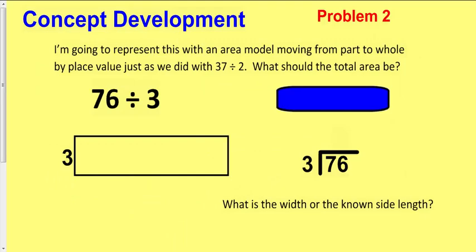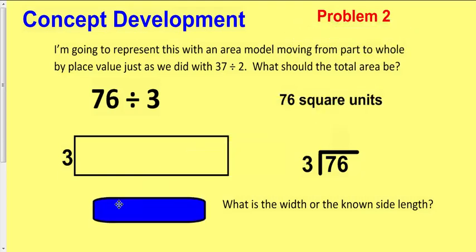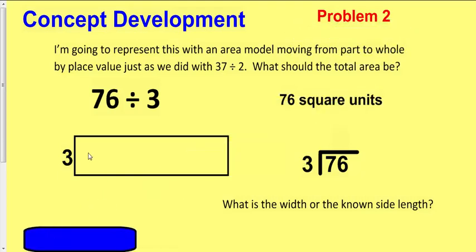So what would the total area be of the rectangle? It would be 76 square units, right? So we're going to try to take 76 and divide it by 3. So I want you to draw this rectangle and label the side with 3. Then I want you to make a space for you to be able to do the long division, 76 divided by 3 over here.